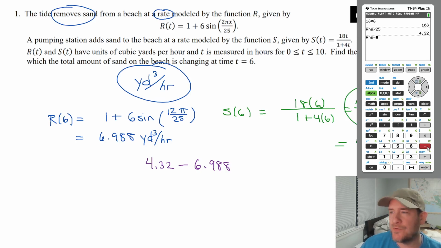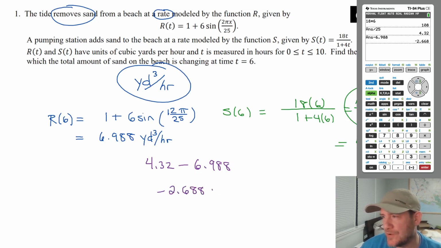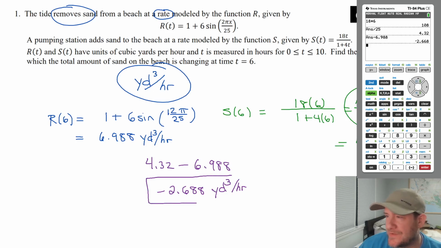So I'll subtract 6.9, and I'll get negative 2.668 cubic yards per hour. And that's it.